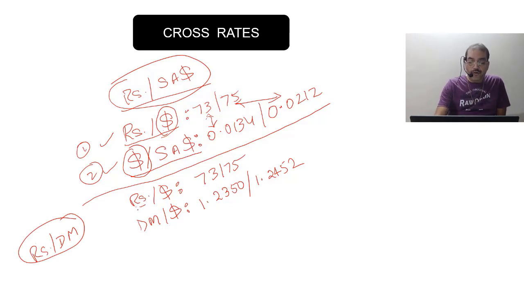Rupees first, that equation should be first. So this is the first equation, this is the second equation. But now, do you see the difference? Here both are ending in dollar. Here both were not ending in dollar. One was ending in dollar, one was starting in dollar.